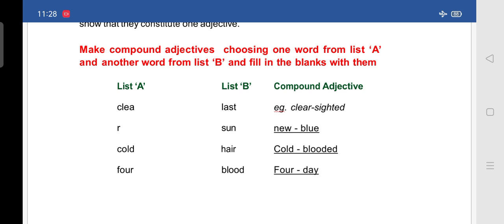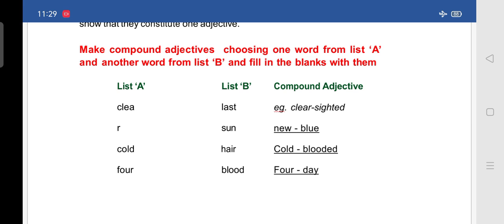So see in list A we can see clear, new, cold, for, curly, well, half, 5, peacock, long. In list B: last, sunk, hair, blood, day, star, red, lay, blue, sight. By using these two lists, list A and list B, we can form some compound adjectives.